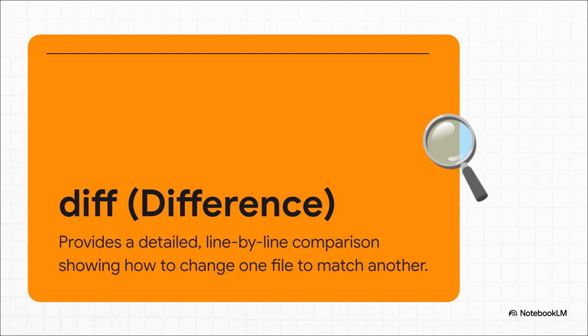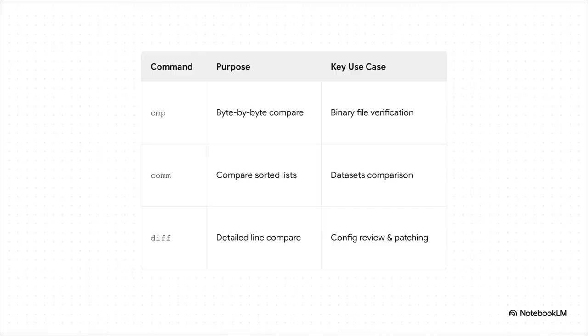You see, if compare just tells you if files are different, diff tells you exactly how they're different. It's the engine behind tools you probably already use, like Git. You use it to review changes in config files, scripts, source code. Its output can even be used to create patch files. It's incredibly powerful. So, how do you choose the right tool for the job?